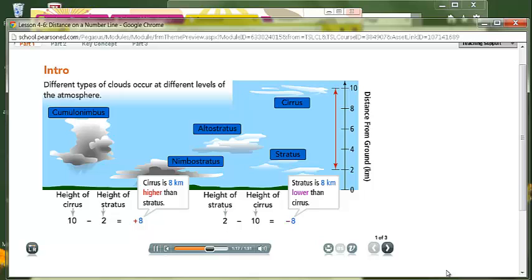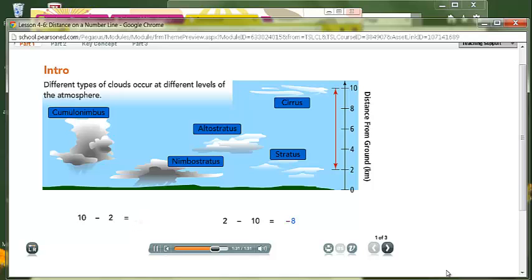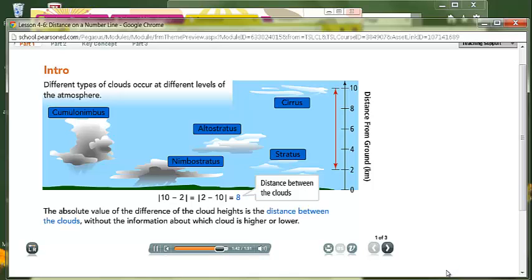Reversing the order of the subtraction changes the sign of the difference, but not the absolute value of the difference. The distance between the clouds is 8 kilometers. The absolute value of the difference between the cloud heights is the distance between the clouds, without the information about which cloud is higher or lower.